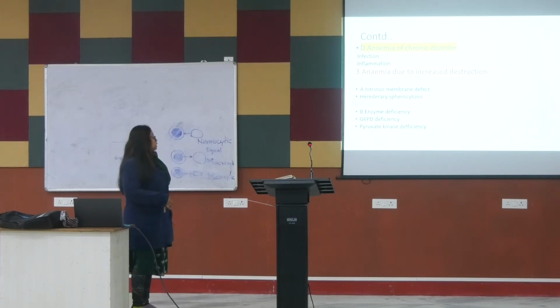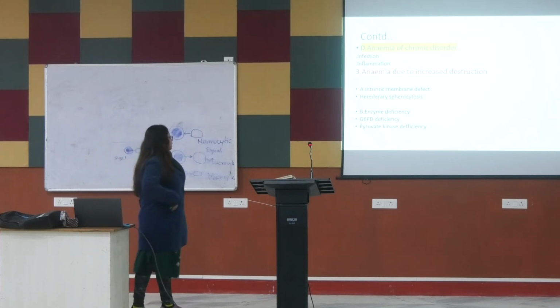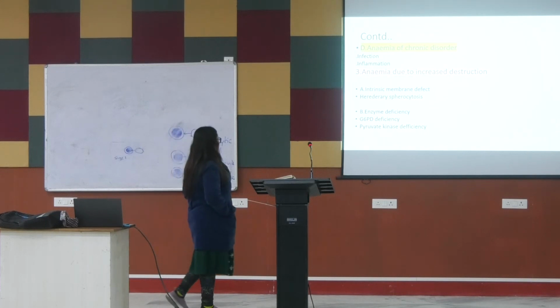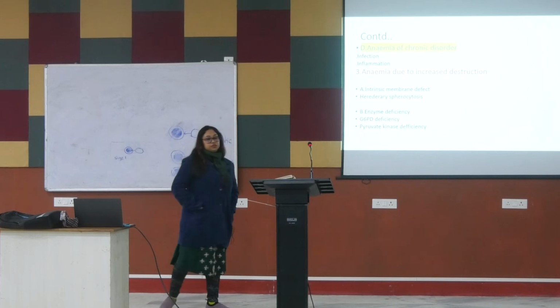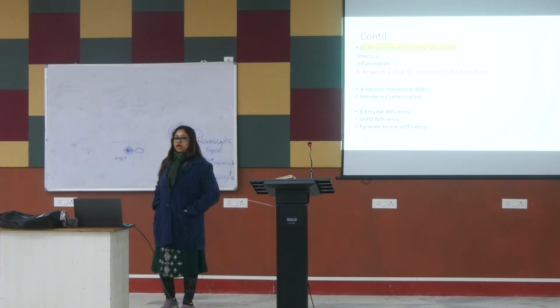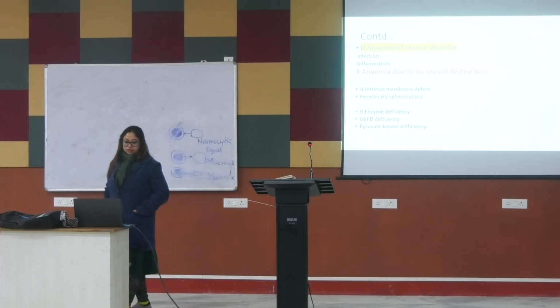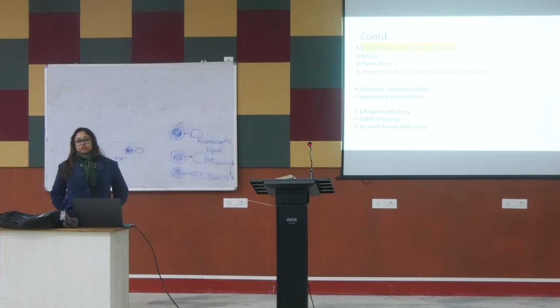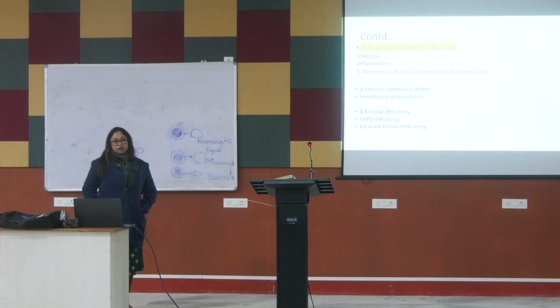B is enzyme defect. There are some enzymes whose deficiency causes easy destruction of RBC, that is G6PD, glucose 6-phosphate dehydrogenase enzyme, and pyruvate kinase enzyme deficiency. Both the enzyme deficiencies cause more easy destruction of RBCs causing anemia.